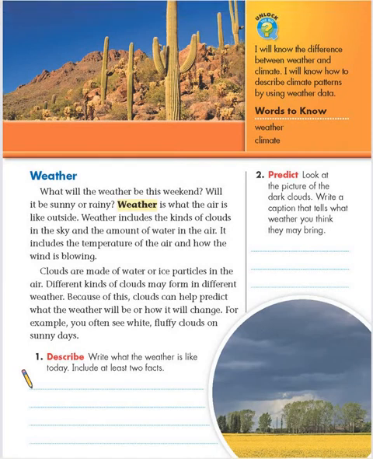The weather is what the air is like outside your house, and the weather can be identified day by day, because the weather can change from one day to another. The weather of today may be different from the weather of tomorrow. The weather includes the kinds of clouds in the sky and the amount of water in the air. It also includes the temperature of the air, the winds, and so on. So this is the weather.